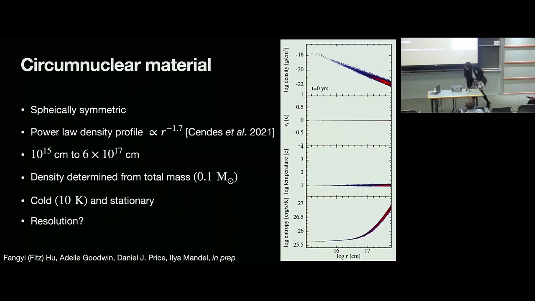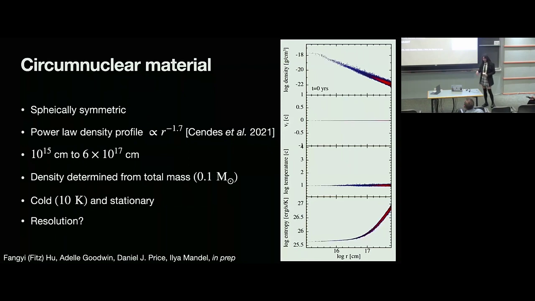Yeah, and I've still got radio in my title, so we try to do radio. What we do for radio is we first set up a spherically symmetric silicon nuclear material shell around the black hole from 10 to the 15 centimeter to 6 times 10 to the 17 centimeter, which is an arbitrary choice. And the power-law density profile is R to the minus 1.7. That's what I got from one of the observations, just by random choice.